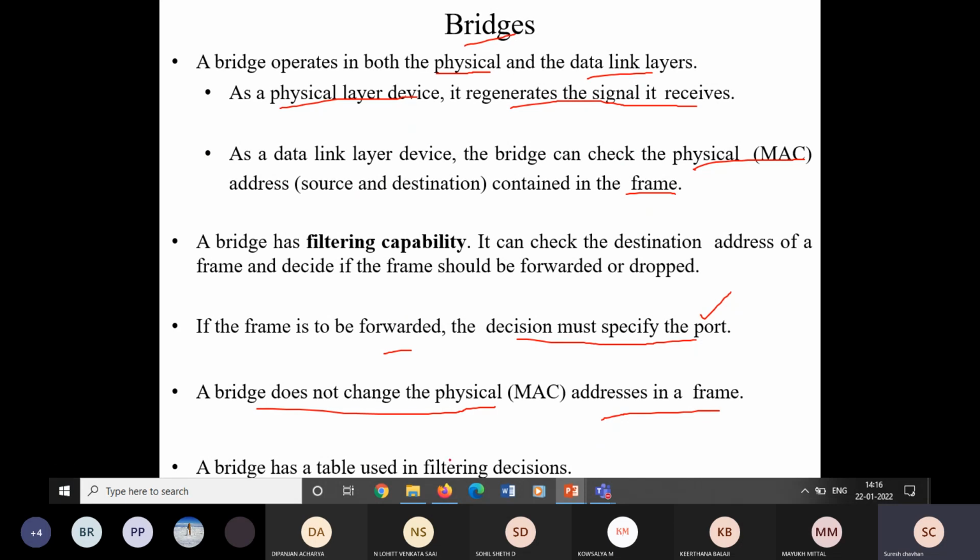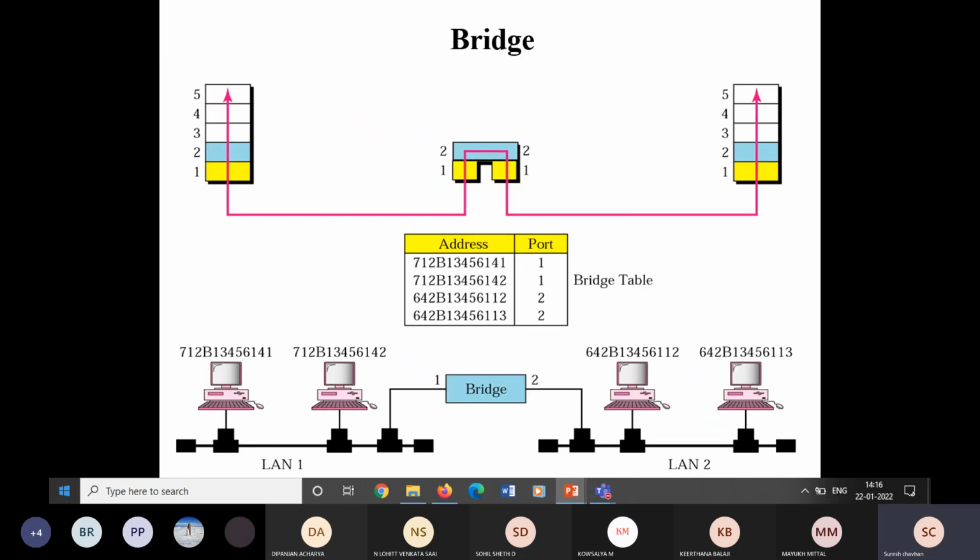So a bridge has a table used in filtering decisions. That's what I mentioned here. It has the MAC address and it has the port address, correct? These all things have to be stored, so some space should be there where we can store this information. So on demand we can provide this information. That's how we are having the tables here.